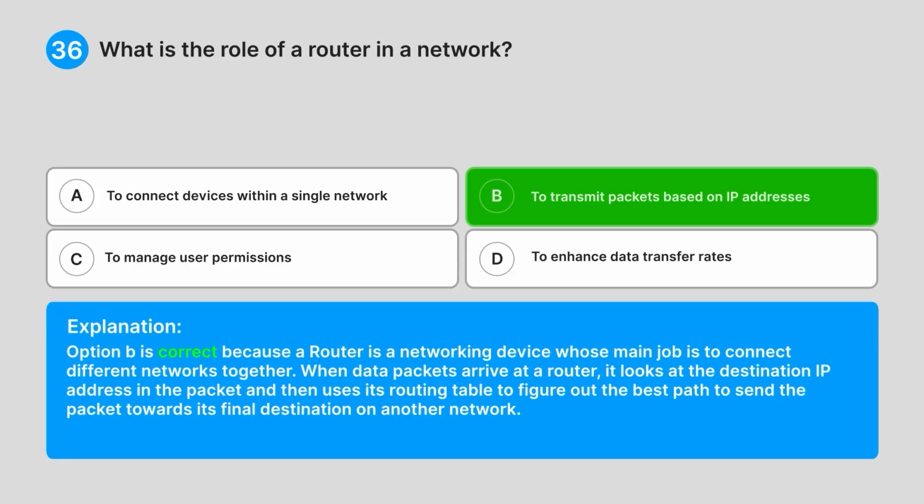When data packets arrive at a router, it looks at the destination IP address in the packet and then uses its routing table to figure out the best path to send the packet towards its final destination on another network.